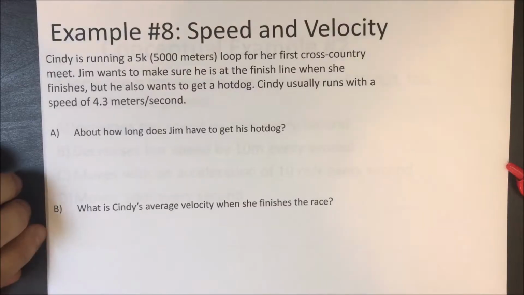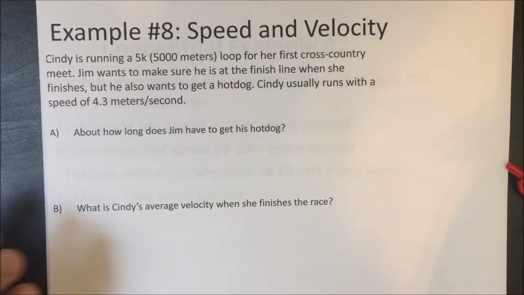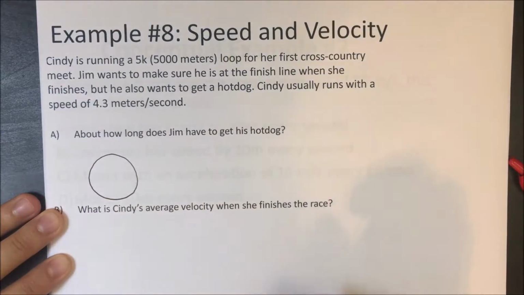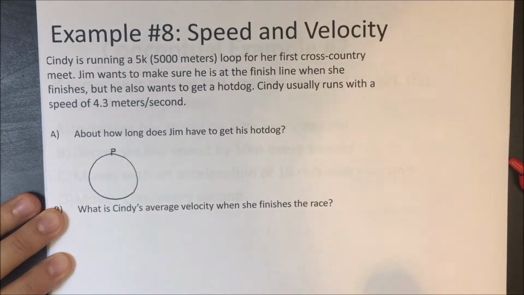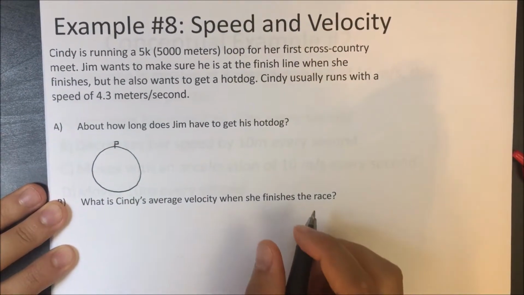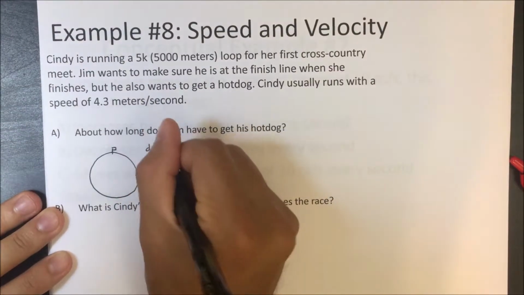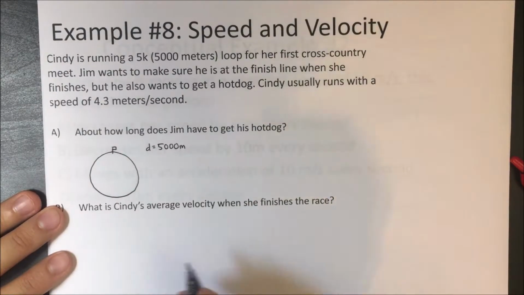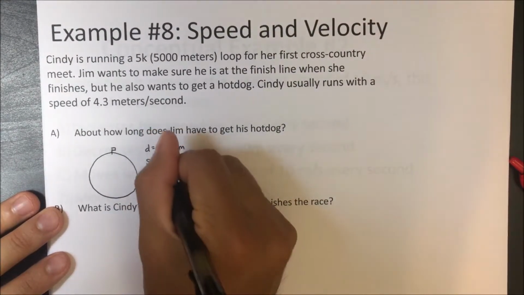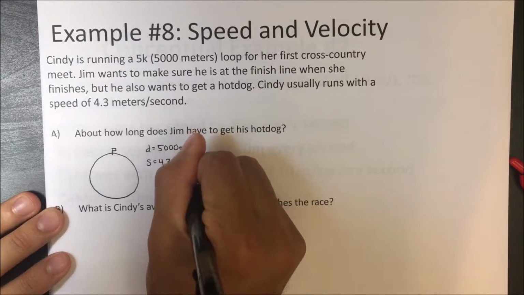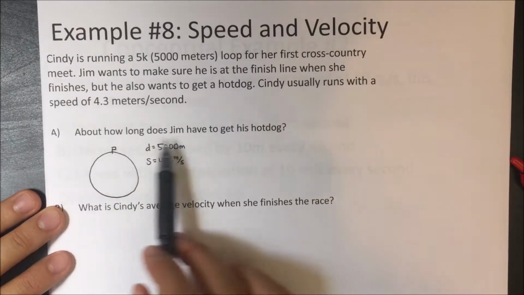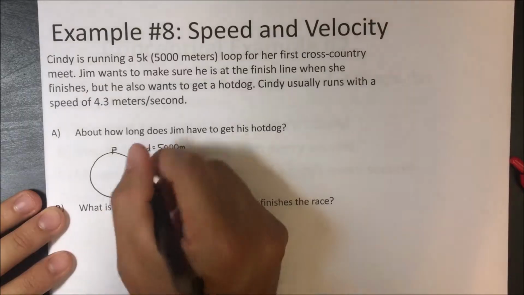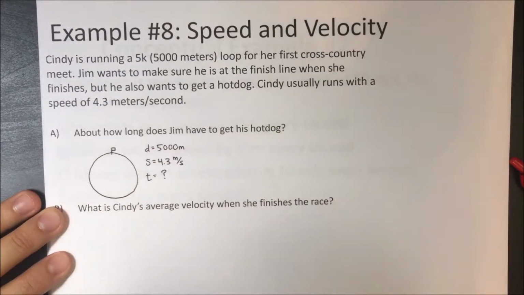Alright, again, we want to draw out this problem. Cindy is going to be running in a loop like this, and let's just call this the start and finish line. The distance she's going to be covering is equal to 5,000 meters. We know she's going to be running this with a speed of 4.3 meters per second. And we want to know about how long does Jim have to get his hot dog, meaning how long is it going to take her to finish this race. So we're looking for the time.